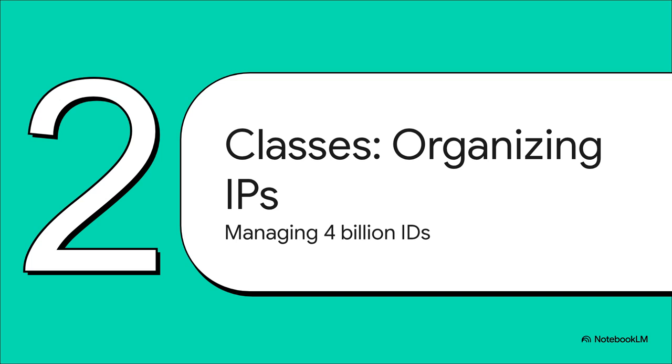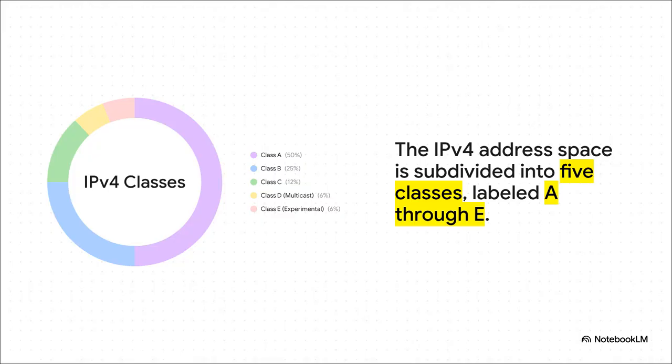Well, the first solution they came up with was a system of classes. They basically took that entire 4.3 billion address pie and sliced it up into 5 main categories, which they creatively named A, B, C, D, and E. And as you can see, these slices were definitely not all the same size. Class A, for example, took up a whopping half of the entire address space.